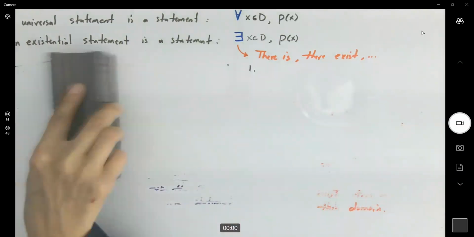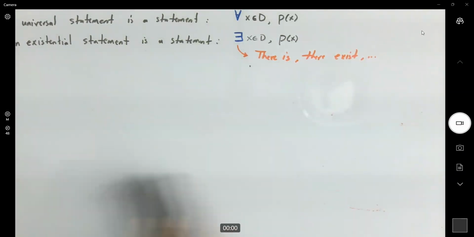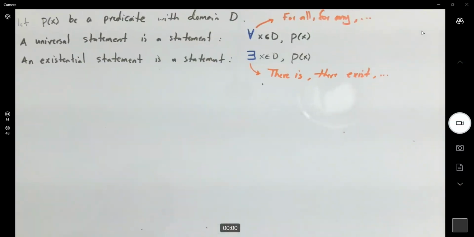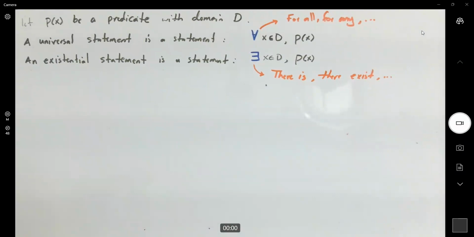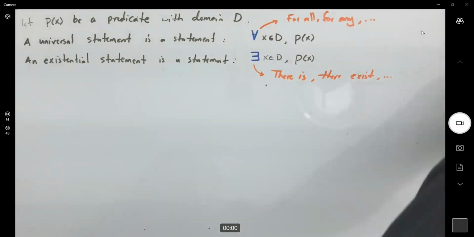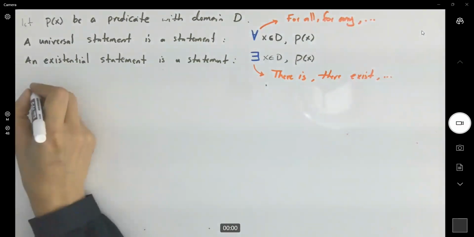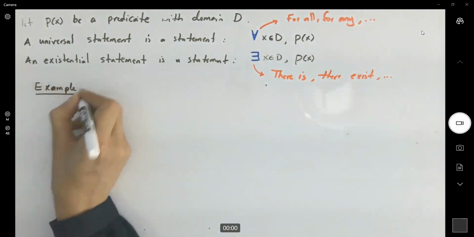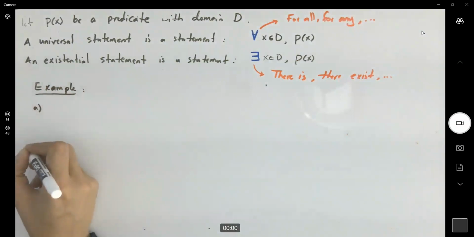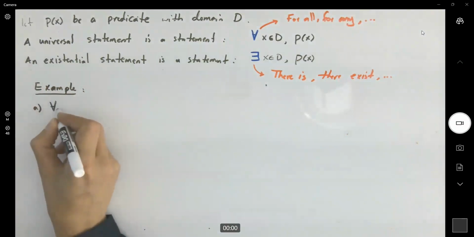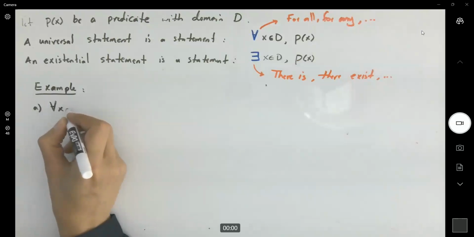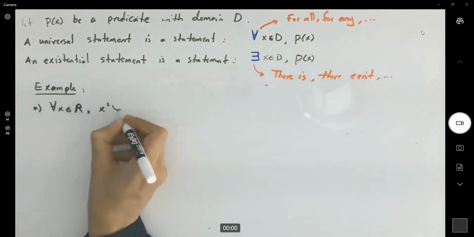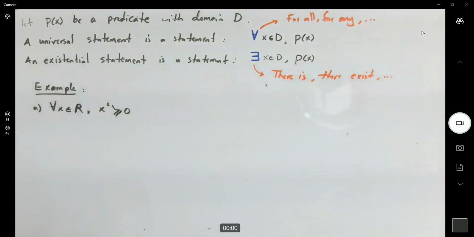More examples. How do we translate from mathematical into English when it comes to universal and existential quantifiers? Example. Suppose we have the following example. It says, for any x in R, the reals, x squared is larger than or equal to 0.